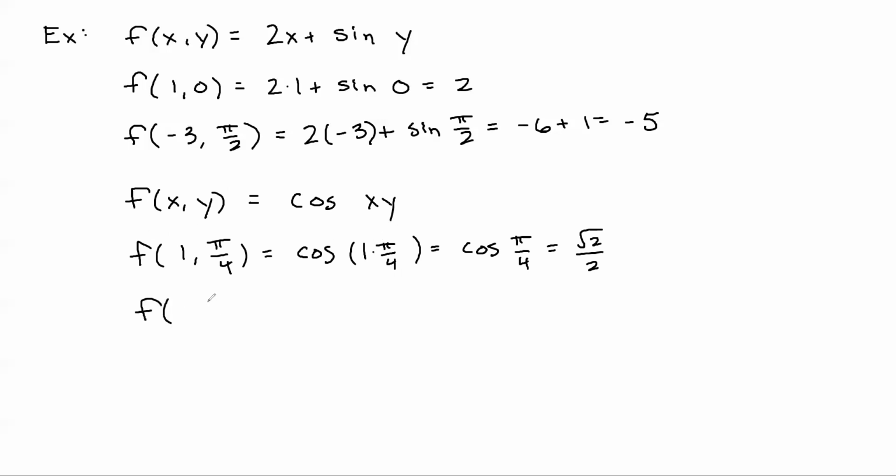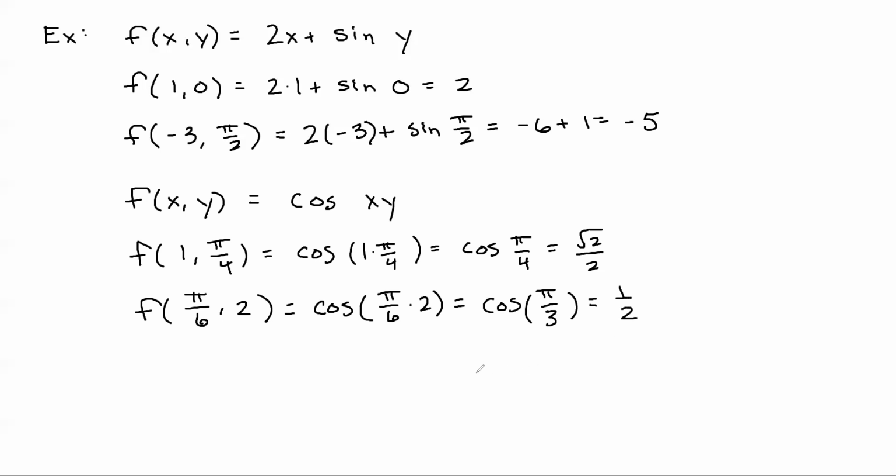If we wanted to go through and plug in pi over 6 and 2, you could do that. So we get cosine of pi over 6 times 2, which is cosine of pi over 3, right, which would give us 1/2. Okay, so there's a couple examples for how to go through and use a function with two independent variables. Let's try one with three, just real quick. I think you can figure it out, but you can see that it also works pretty much as you'd anticipate.